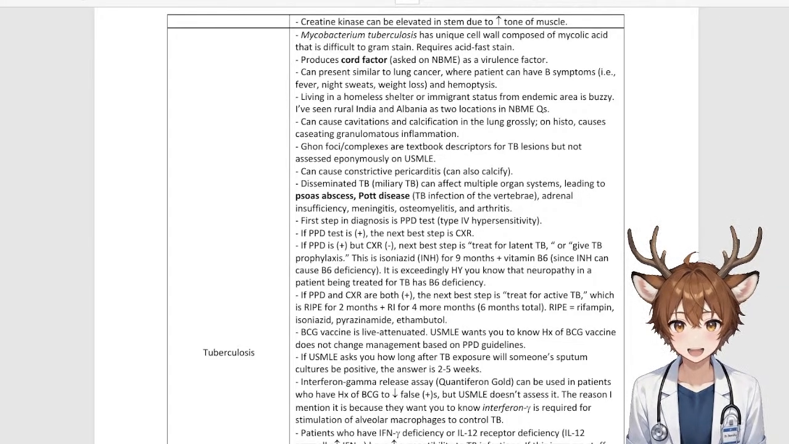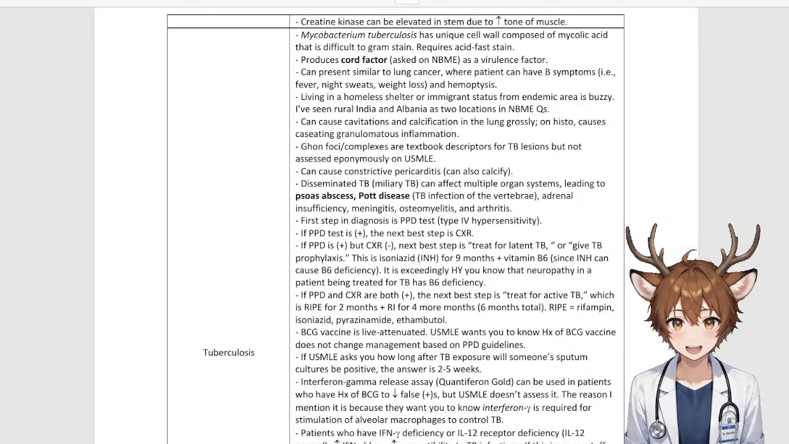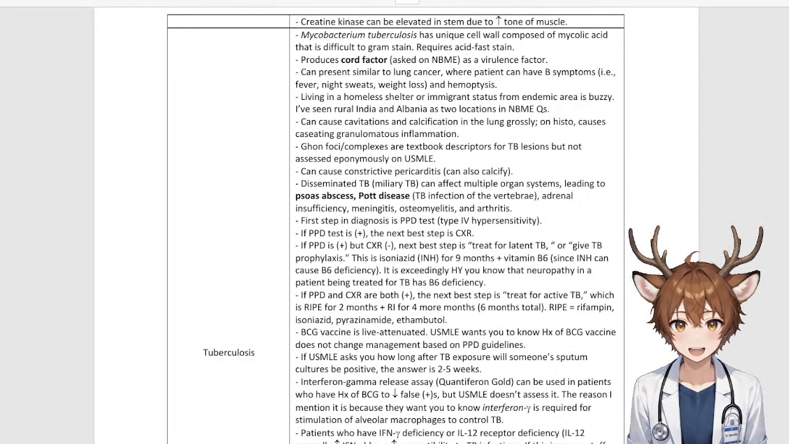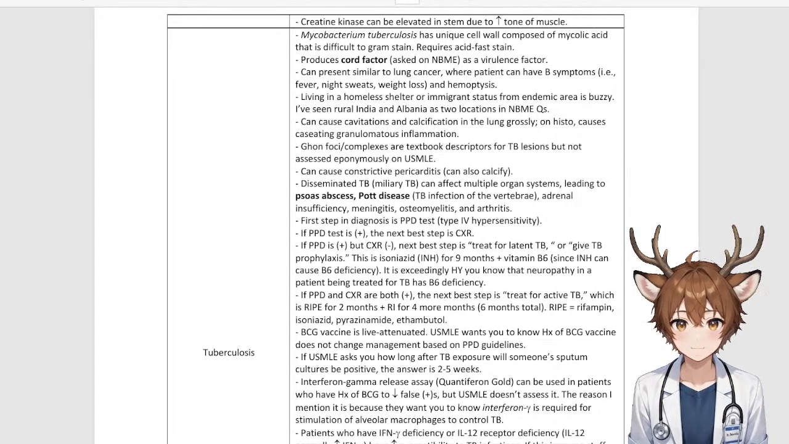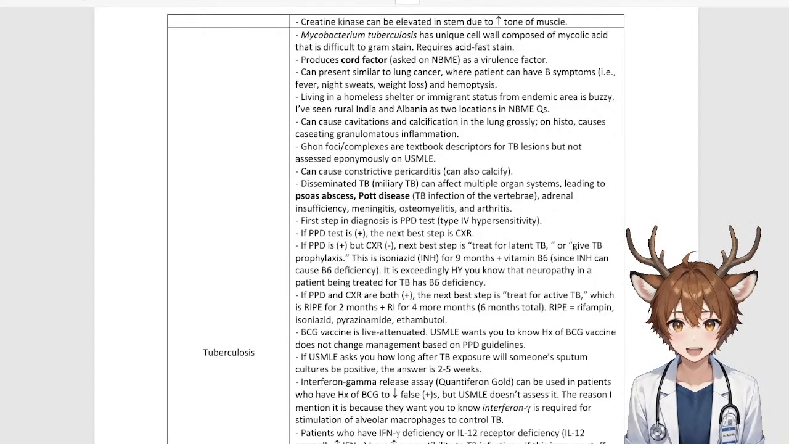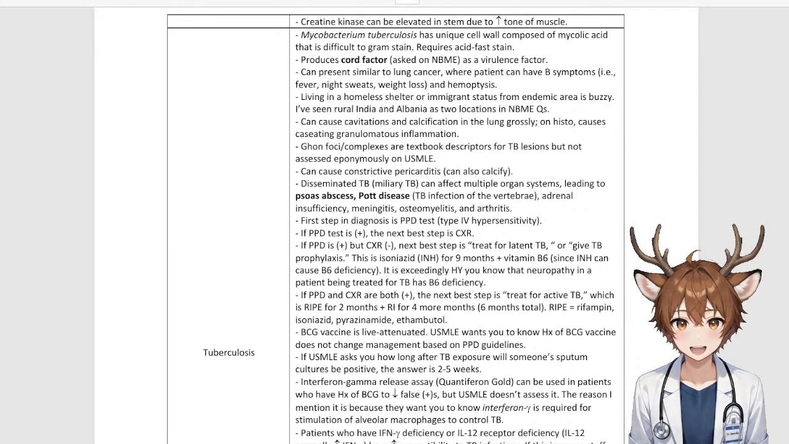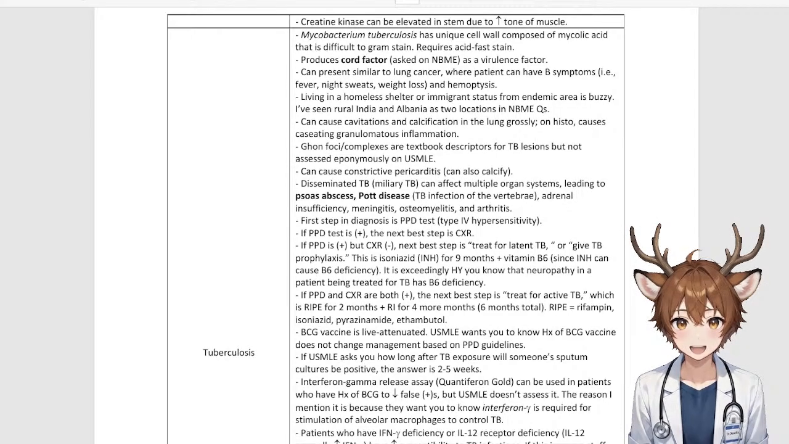The BCG vaccine is live attenuated. USMLE wants you to know that the history of BCG vaccine does not change management based on PPD guidelines. If the USMLE asks you how long after the TB exposure someone's sputum culture will be positive, the answer is 2 to 5 weeks. Interferon gamma release assay, QuantiFERON Gold, can be used in patients who have a history of BCG to decrease the false positives, but USMLE doesn't assess this.